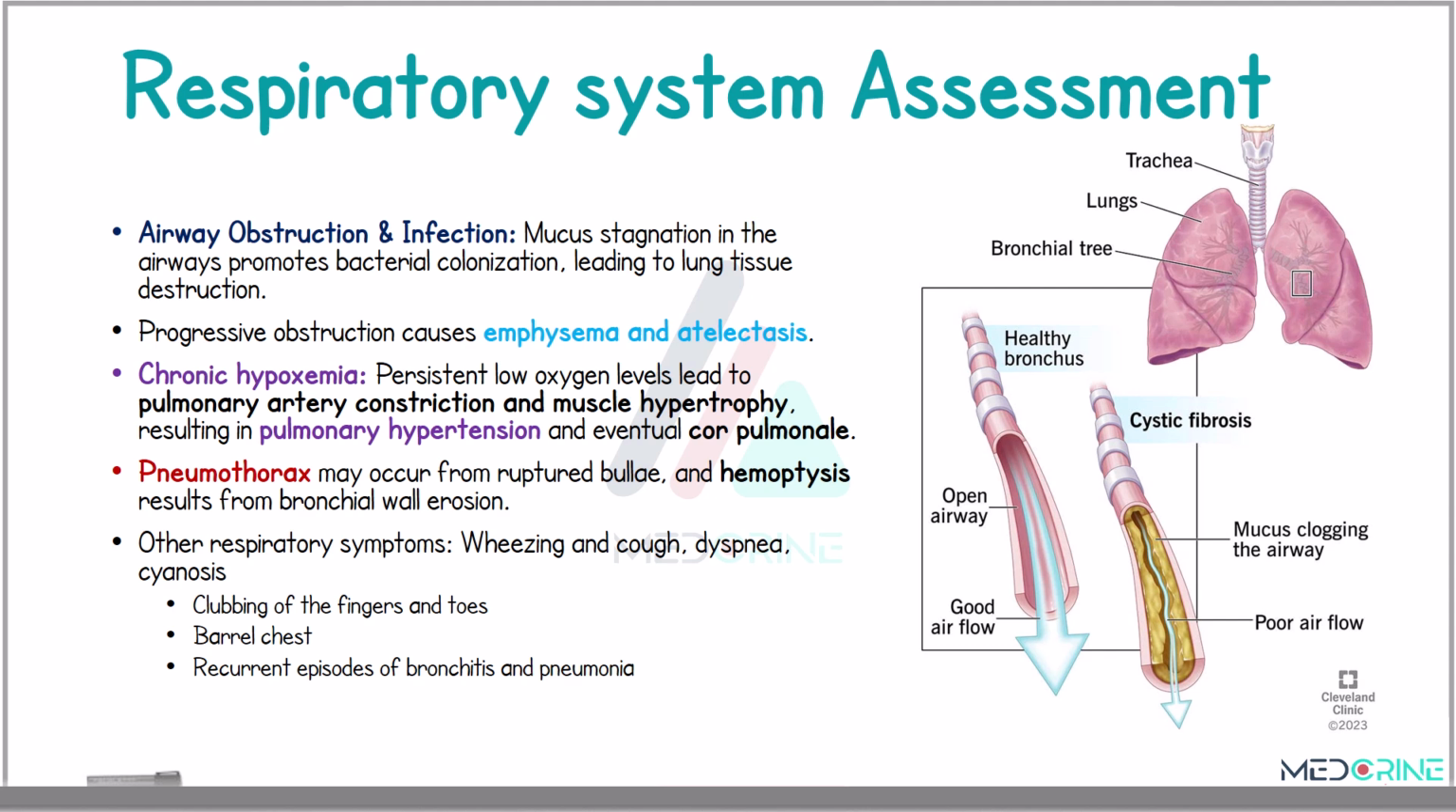Patients who have cystic fibrosis could as well have a pneumothorax that occurs from ruptured bullae and hemoptysis, resulting from the bronchial wall erosions. Other symptoms that we can realize that are related to the respiratory system are such as wheezing, cough, dyspnea, and cyanosis. Some of the respiratory signs will include clubbing of the fingers and toes, a development of a barrel chest, and recurrent episodes of bronchitis and pneumonia.